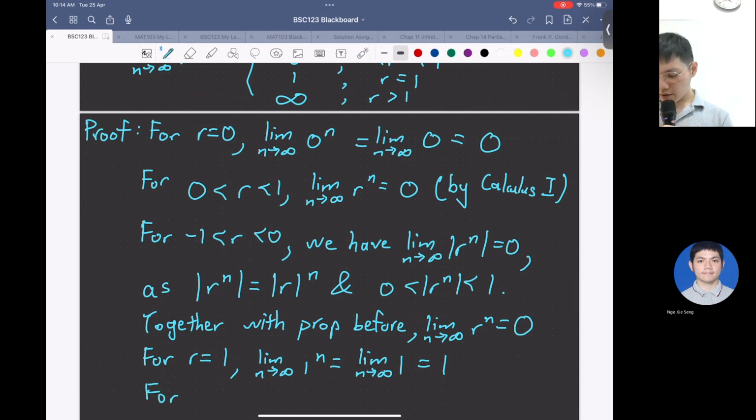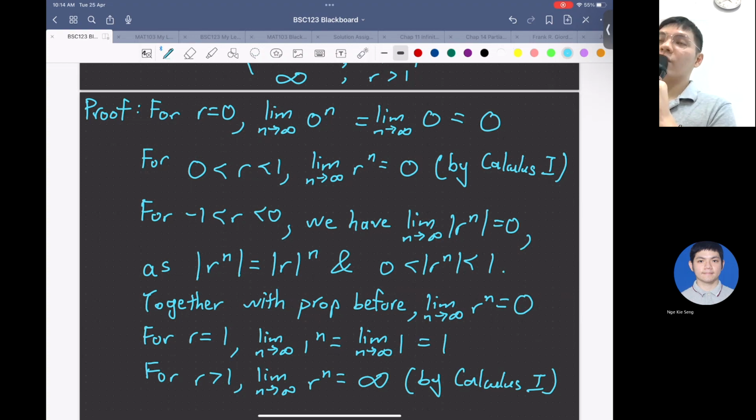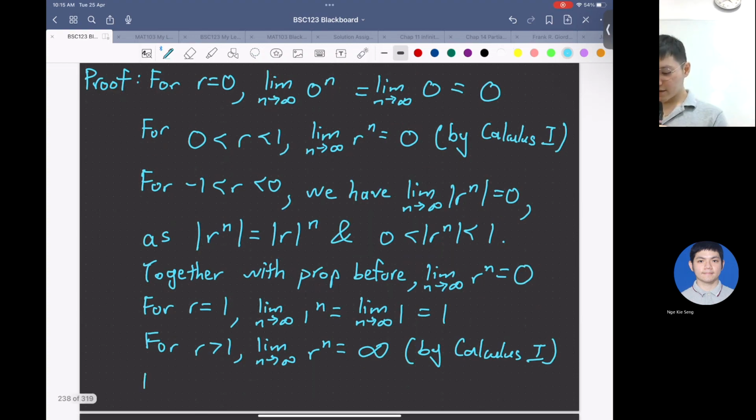So for r greater than 1, this is also diverging. Why does it diverge? By calculus 1, you should really think of it as the limit of a continuous function. You should see the graph, for example 1.01 to the power x, or 2 to the power x, e to the power x. They all diverge to infinity. So why do we consider r less than -1 separately? Because it also alternates. This time it not only diverges, it alternates, getting bigger and bigger.